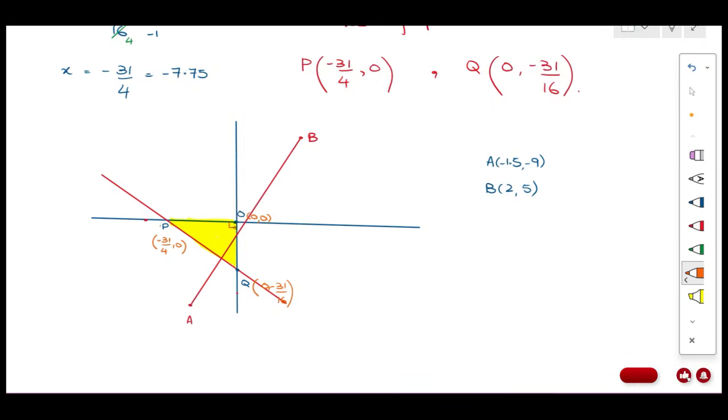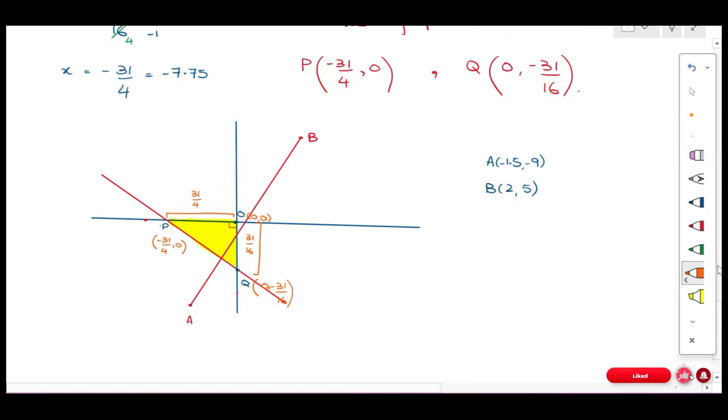As you can see, it is a right angle triangle. So the area for a right angle triangle is half base times height. So you can take OP or OQ as a base and OP or OQ as a height. This is up to you. What is the distance between these? It is just the x distance and just the y distance. So this distance is 31 over 16, and the distance from O to P is 31 over 4, from minus 31 by 4 to 0, it's 31 over 4, right?